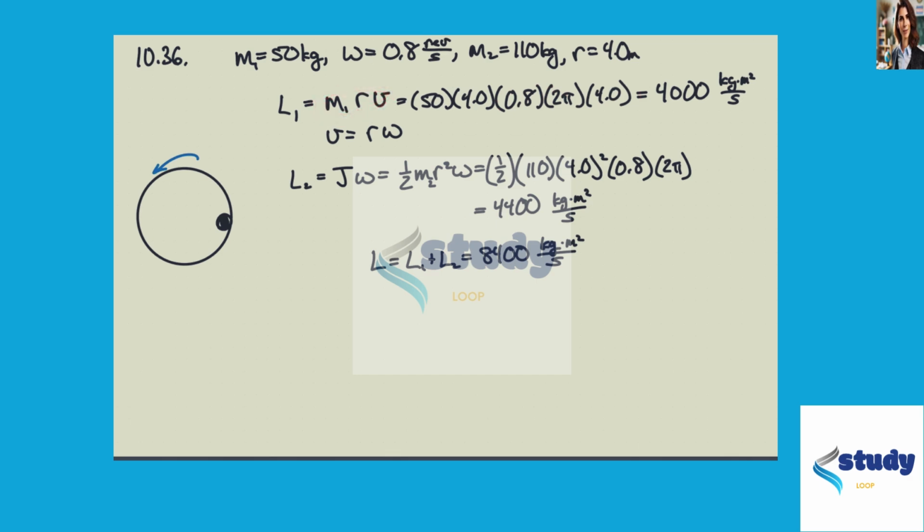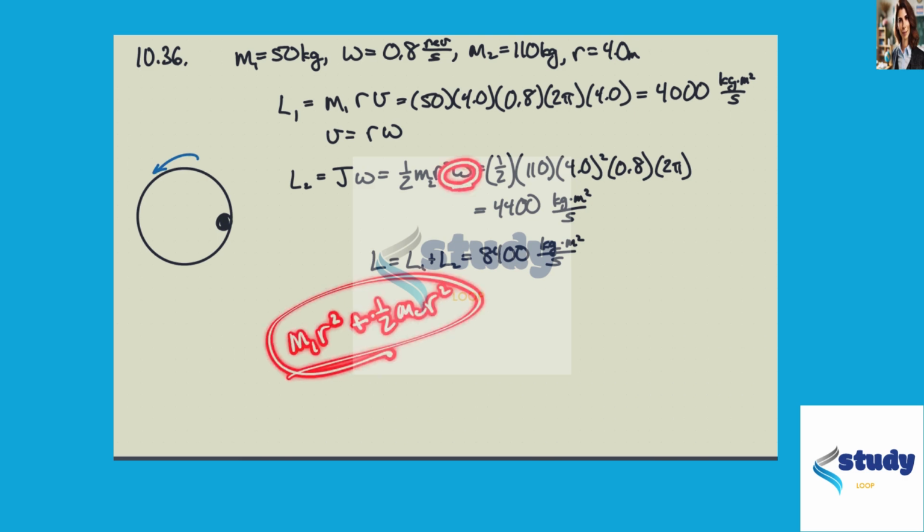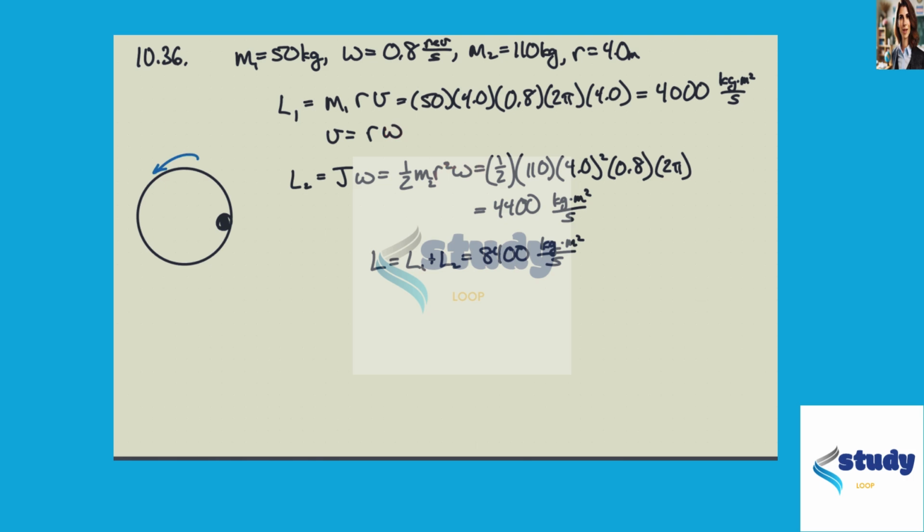If we look at m1 r squared plus the other term, 1/2 m2 r squared, that would be our total J. We multiply both by omega, so L total is just J total omega. L1 equals J1 omega, and L2 equals J2 omega. The omegas came out, so we could have just added the J values.